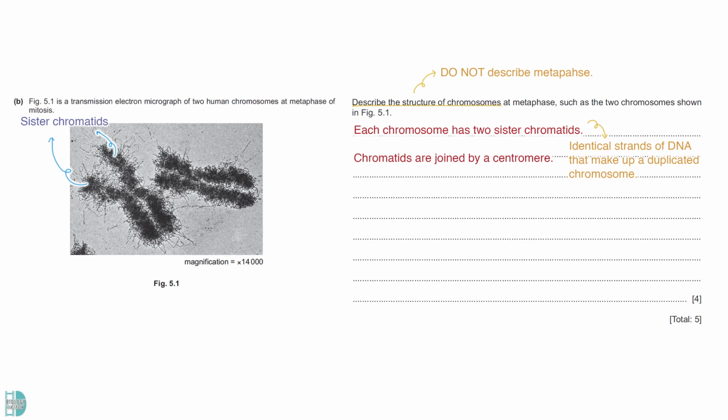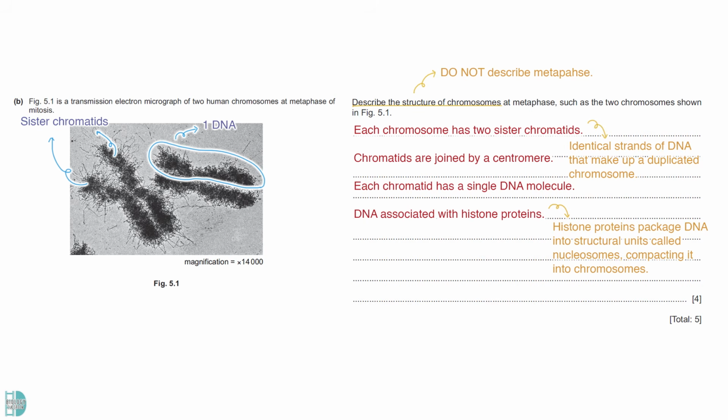Each chromatid has a single DNA molecule. The DNA is associated with histone proteins. Histone proteins package DNA into structural units called nucleosomes, compacting it into chromosomes.